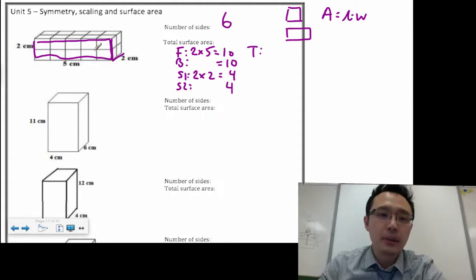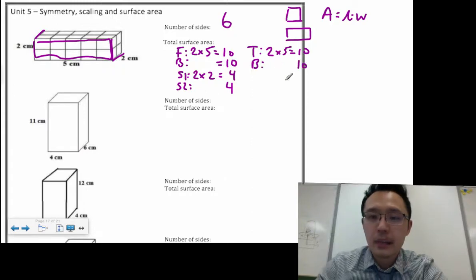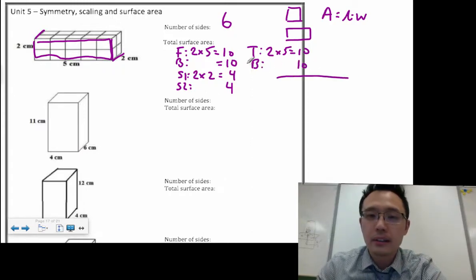That's the top. So the top is from here. We can see that there's 2 shapes here. And the length is 1, 2, 3, 4, 5. So that's 2 times 5. That's equal to 10. And if we have the top, then obviously we have the bottom as well, so that's 10 as well. So now I just need to total all this stuff up.